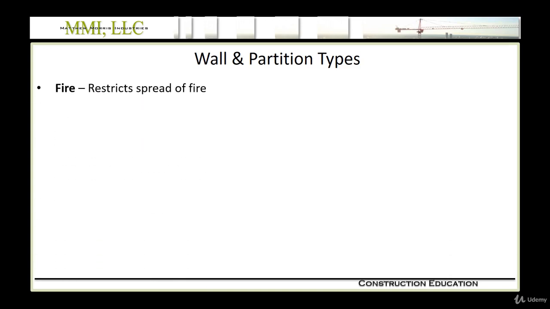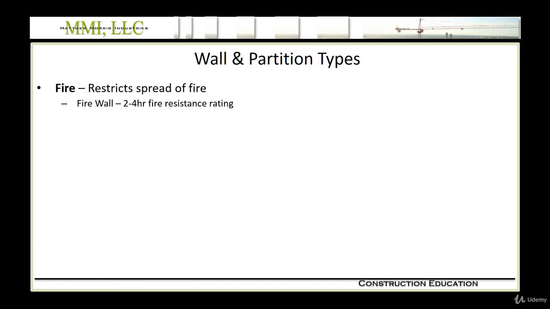And the best place to start is to talk about fire and how to restrict the spread of fire through our building. Now on the job site, we often say, that's a firewall. And according to code, there's a few different types of fire-rated assemblies. A firewall is just one of them, so let's go through the differences.